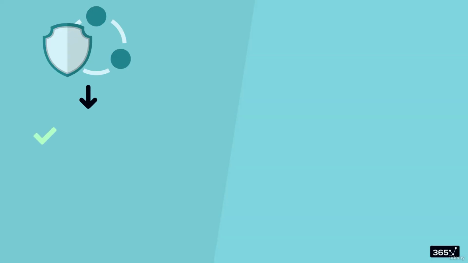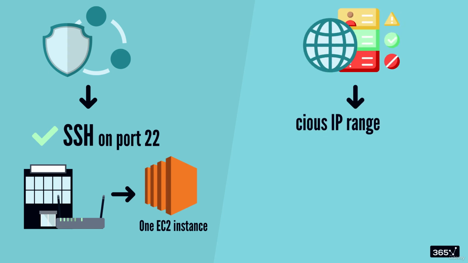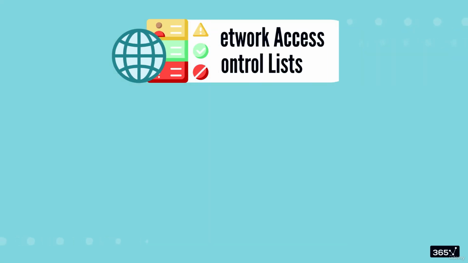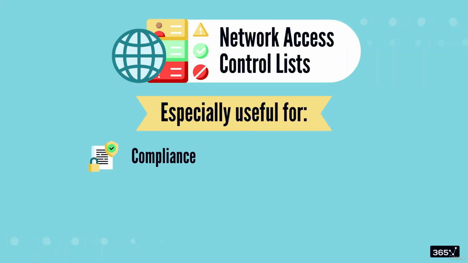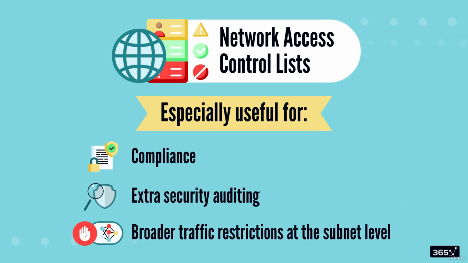Let's look at an example. You might use a security group to allow SSH on port 22 from your IP at the office to one EC2 instance. However, then you can use a network ACL to block a suspicious IP range from reaching any resources in a subnet. ACLs are especially useful for compliance, extra security auditing, or broader traffic restrictions at the subnet level.